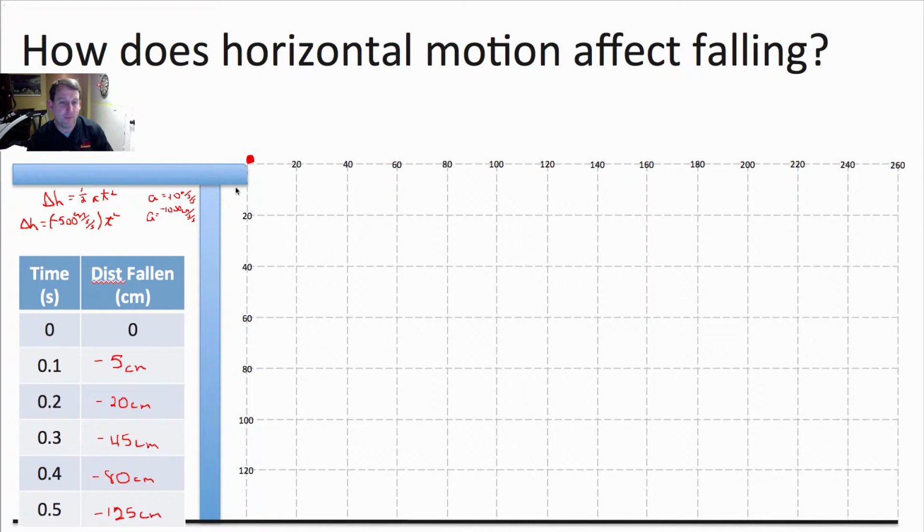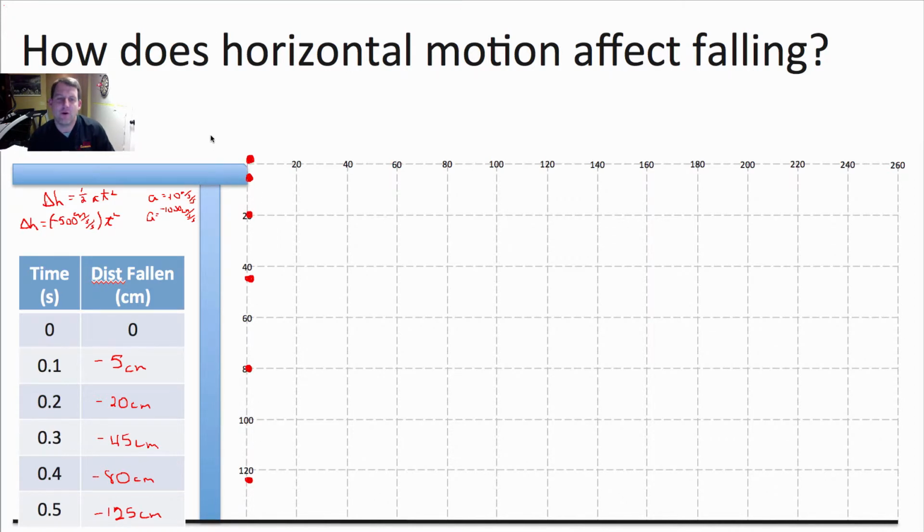So let's go ahead and plot this. So at 0.1 seconds it's at 5 centimeters, and if this is 20, here's 10, here's about 5. So at 0.1 seconds it's here. At 0.2 seconds, it's at negative 20, so it's 20 below where it was, so it's right there. And at 0.3, it's at 45, and here's 50, so here's about 45-ish. And then at 0.4, it's at negative 80, so it's here-ish. And then here at 125, so it's right about here. So you can see it falls a short distance and then a bigger distance every time.